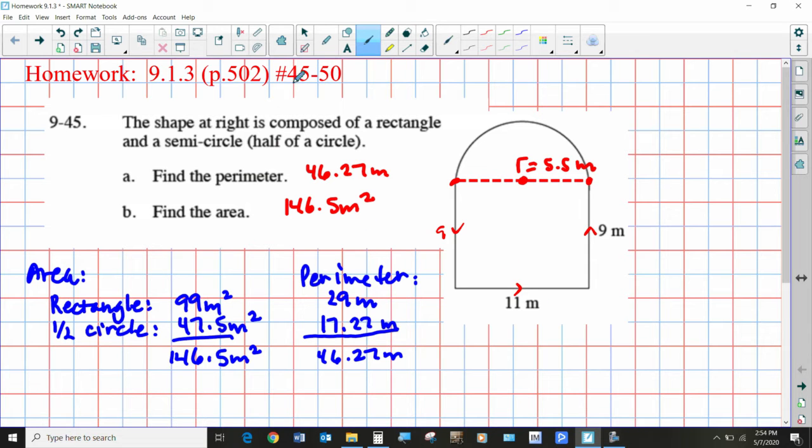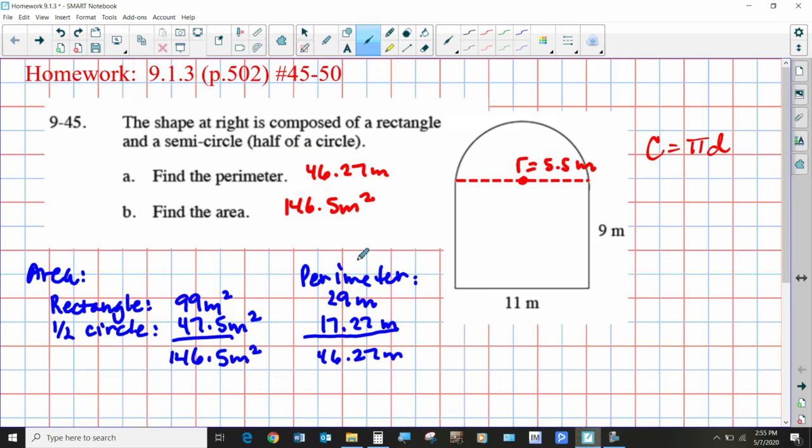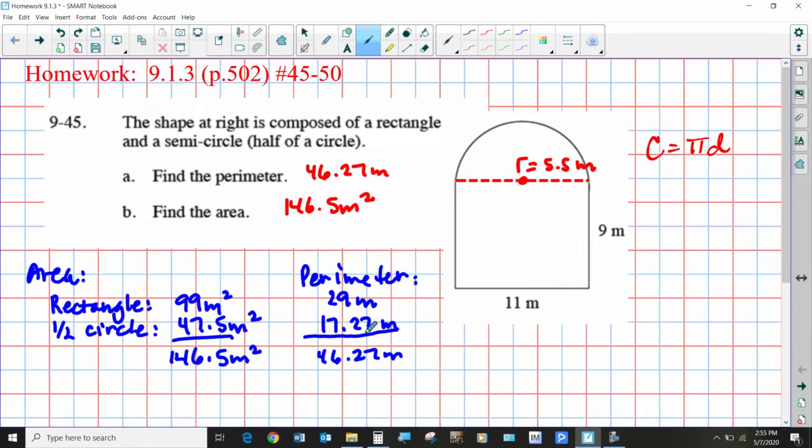That's the 29 meters. And then this is a half of a circle, half of the circumference. So if the circumference is pi times diameter, then we're going to take half of that because it's not a complete circle there. It's just half of a circle. So the diameter was 11, so we're going to take pi times 11. And we get 34.5, 34.6, somewhere in there. Then take that and divide it by 2 because it is half of a circle. And 17 point something rounds up to 17.3.